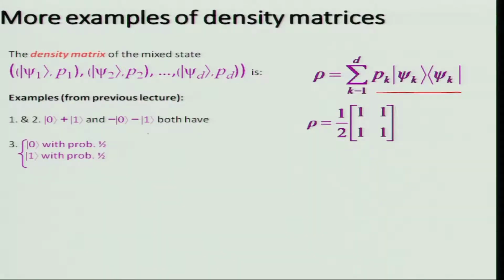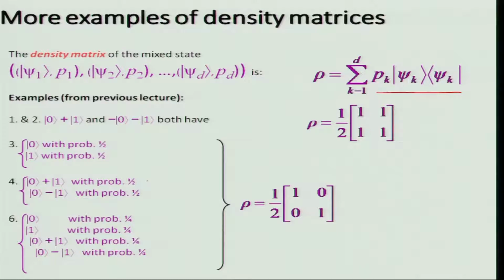A superposition of two states, whether they have a phase factor or not, would give rise to the same density matrix. So whether it is ket 0 plus ket 1 or ket 0 minus ket 1, both of them will have the same density matrix. Similarly, ket 0 and ket 1 with probability half each, the superposition of ket 0 and 1 with probability half, the superposition with a minus sign with probability half, or the superpositions 0 plus 1 and 0 minus 1, each of probability quarter, will all have the same density matrix, half times the identity.